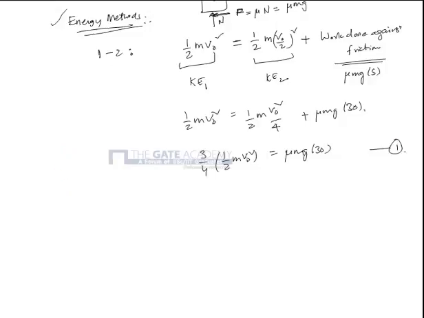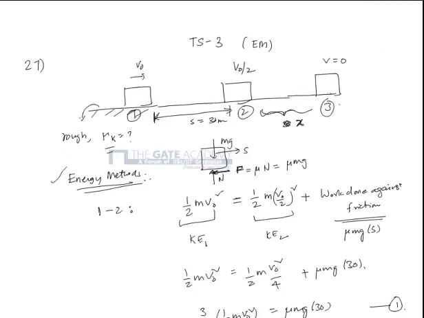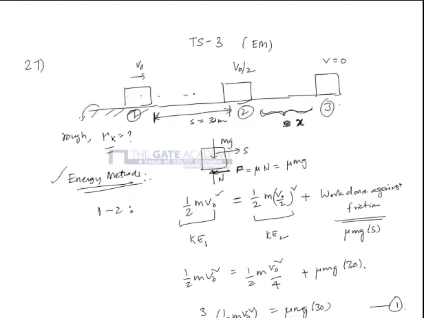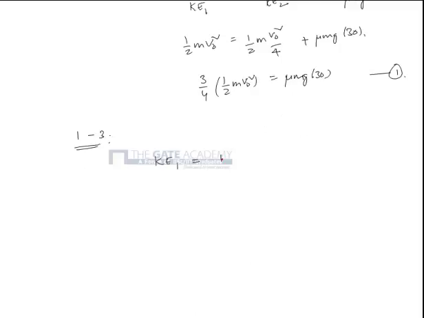Now, because the velocity is reduced, if you let the block travel further a distance x, it will come to rest somewhere. We are supposed to find out where it comes to rest. So let's apply the same principle from 1 to 3. We have not considered the potential energy here, because the action happens only on the horizontal plane and the potential energy remains unchanged. So the kinetic energy at position 1 is equal to the kinetic energy at position 3 plus the work done against friction.